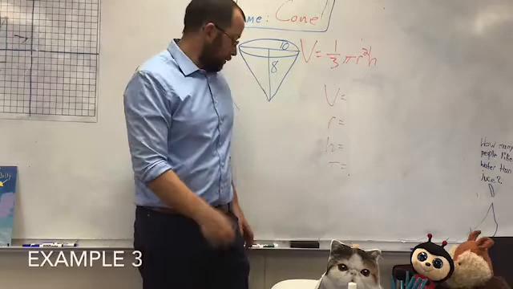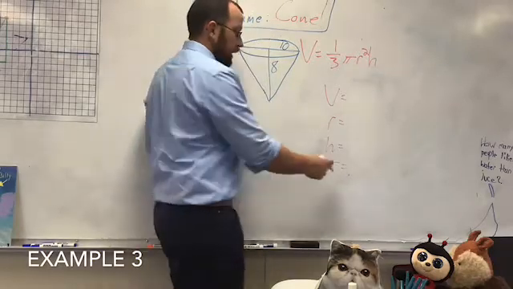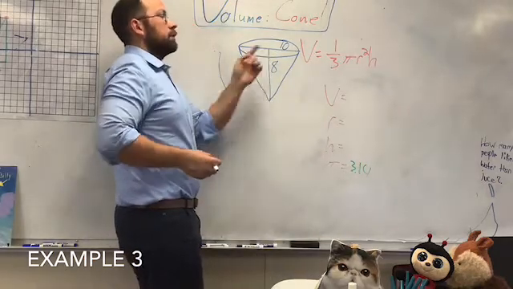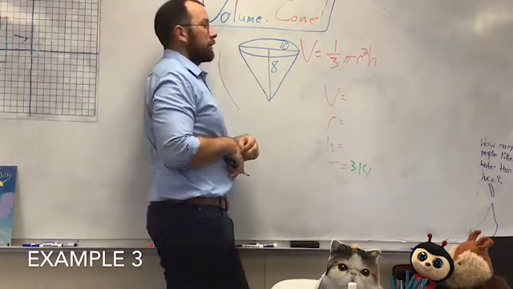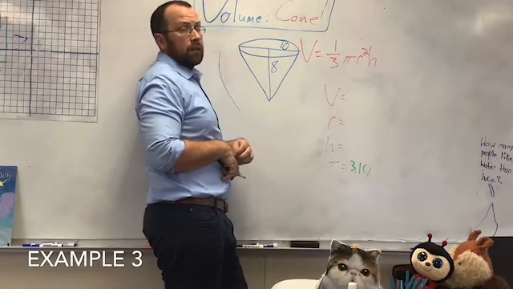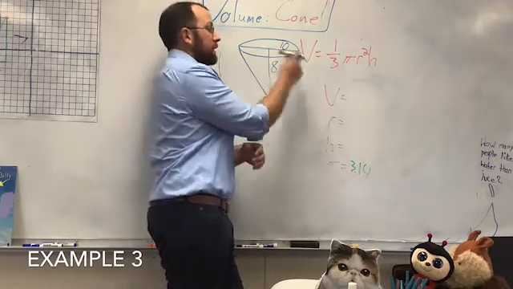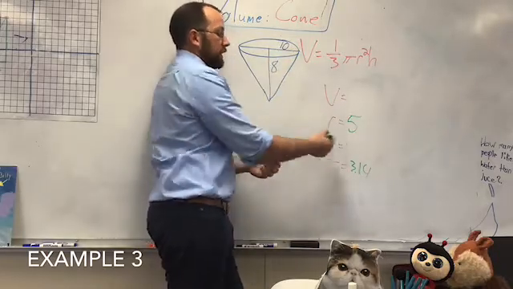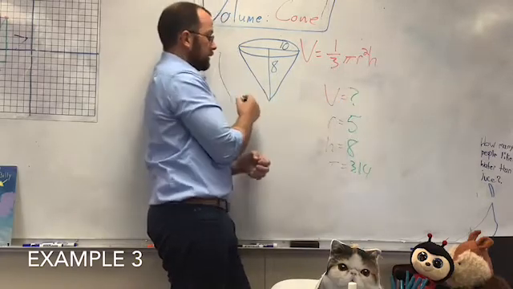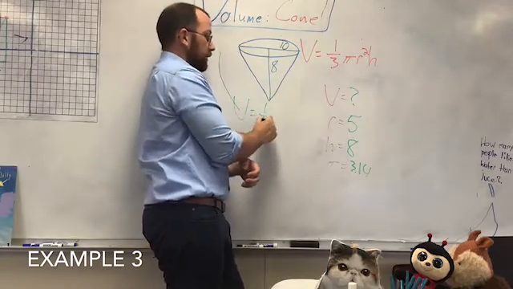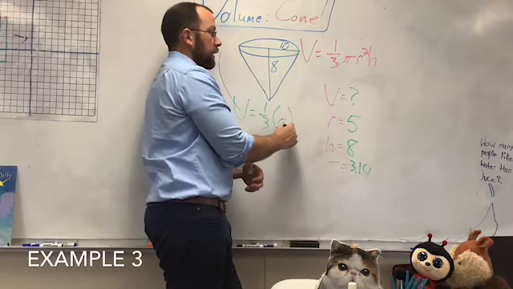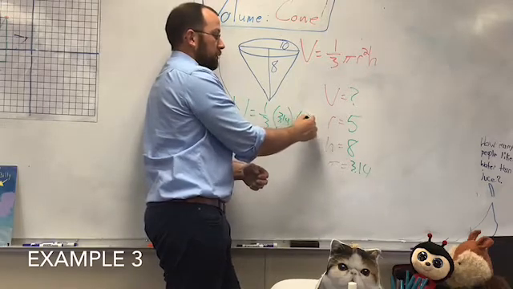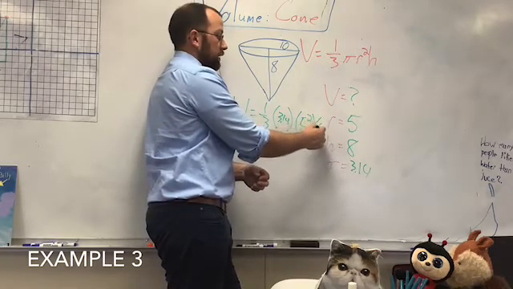Alright, for our third example, we're going to make pi 3.14 again. But this time, I'm giving you the diameter, not the radius. The diameter is all the way across, so the radius is half the diameter. So our radius here is 5, because it's half that whole thing. Our height is 8, and we're looking for the volume. So volume equals 1/3 times pi, or times 3.14, times 5 squared, times your height of 8.